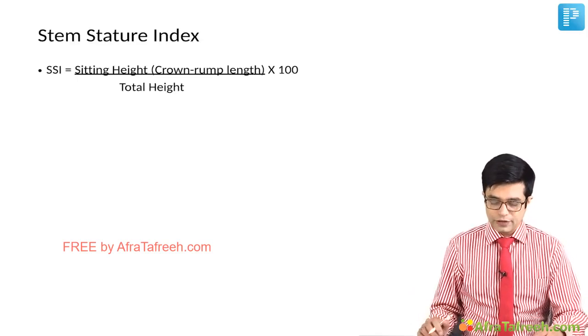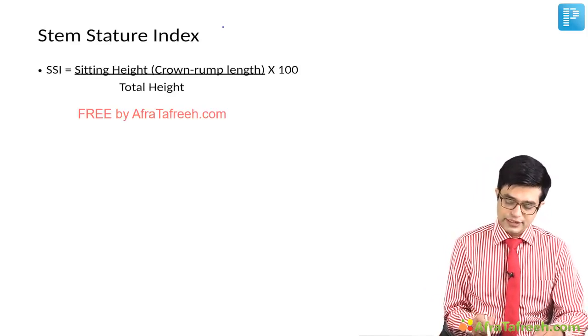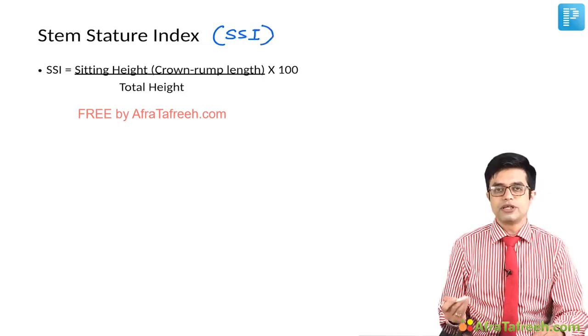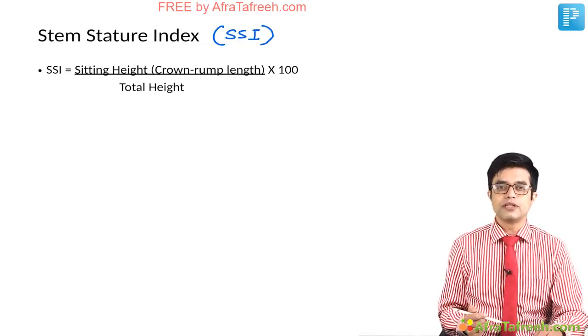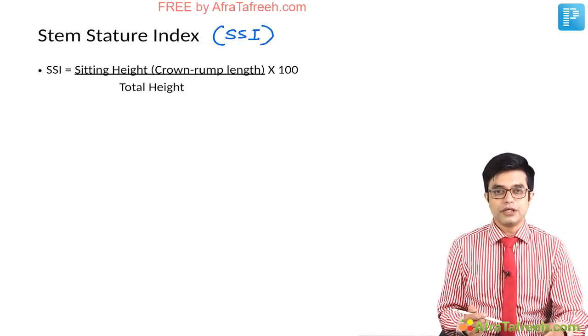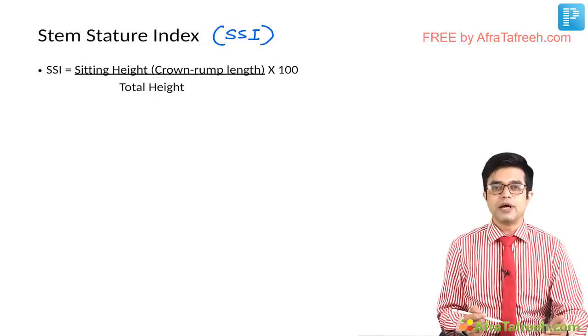So, what are the other anthropometric measurements that are less commonly used but still important from entrance point of view? One of them is an index called the stem stature index. In short, it is written as SSI. Stem stature index is not mentioned in OP Ghai or Nelson, but it is mentioned in the other textbooks, including the textbook by Dr. Suraj Gupte. It is also there in the IAP textbook of pediatrics as well as many clinical manuals.